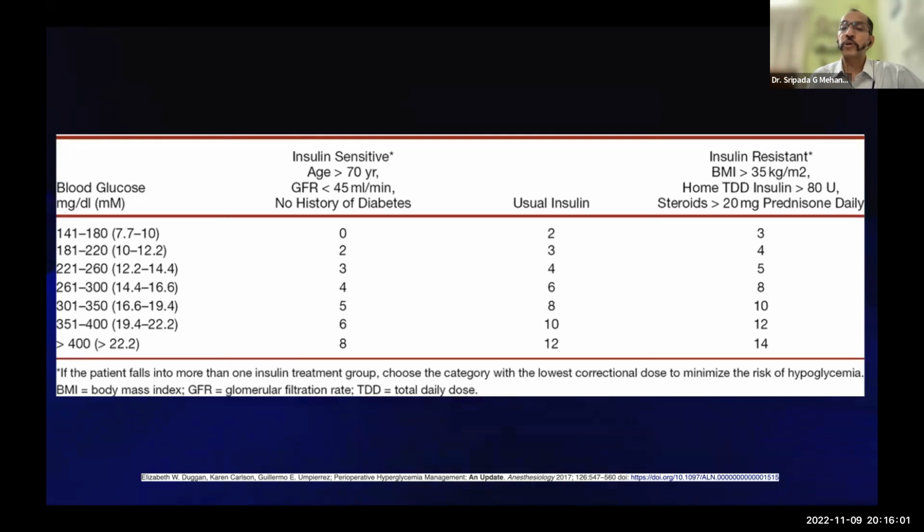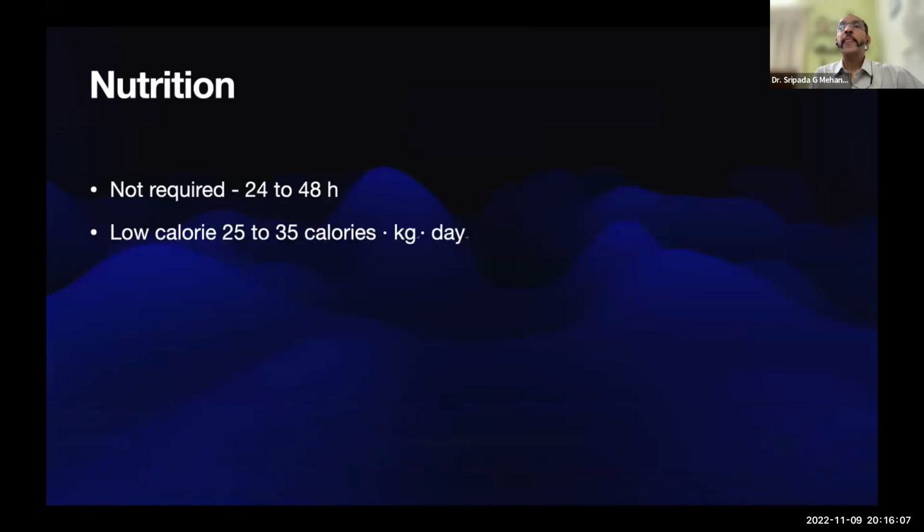Their BMI is higher, they are on steroids, and daily requirements are more than 80 units. All these patients we have to give more insulin. I'm not going to elaborate again, but it's a rough guide. Then some questions about nutrition in the perioperative period.